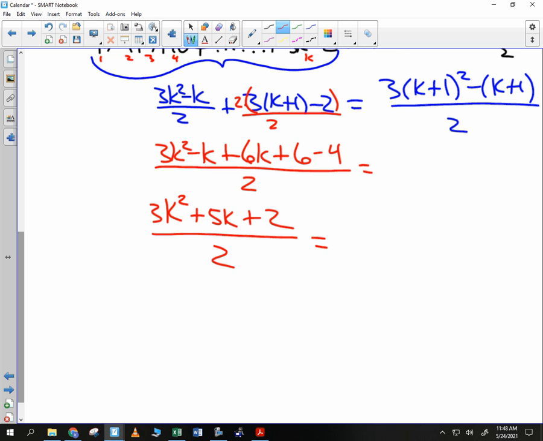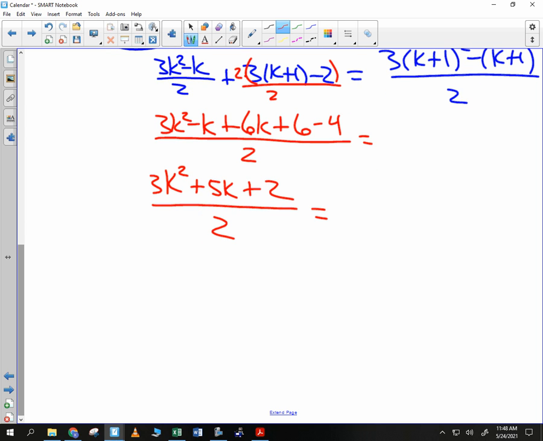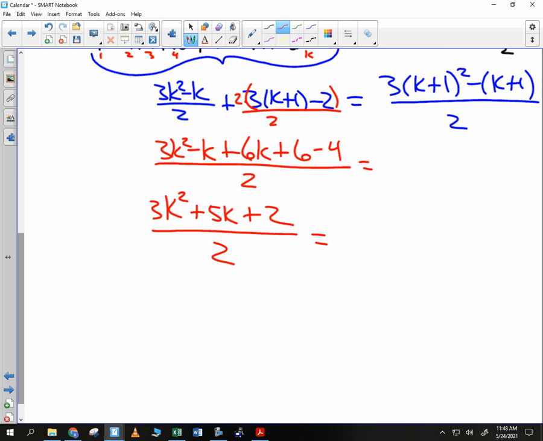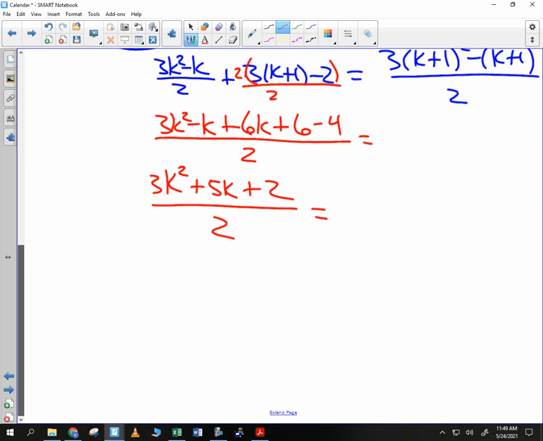Now, here's the part that I feel like people get really confused on. If you just follow this one thing, it won't be bad at all. If we multiply k plus 1 squared, don't you get k squared plus 2k plus 1? And if you multiply it by 3, you get 3k squared plus 6k plus 3. So watch what I'm going to do here. This is a trick, but it's a good trick.